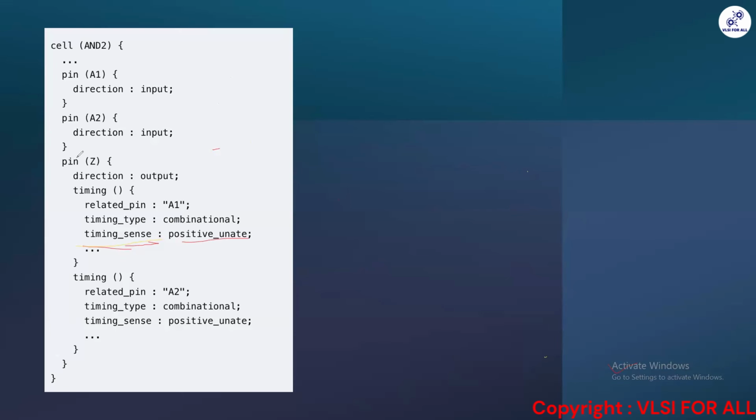There is one more thing defined within your library, which is called function. Each cell also has a functionality defined, stating A and B, A or B. That is also used by the tool to understand it. But with respect to XOR and XNOR, I will check how the tool understands it with no unateness. I'll check and get back to you. So we have looked at unateness.